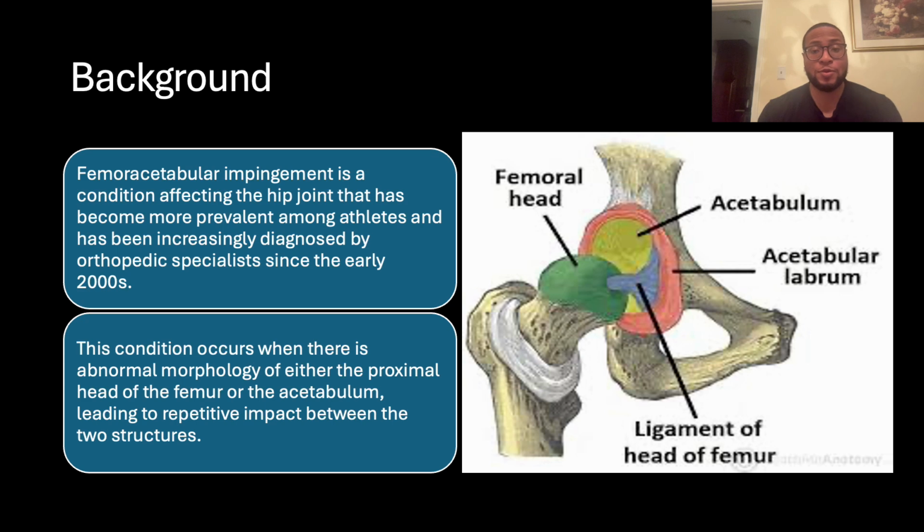So, to give you all some background information, femoral acetabular impingement, otherwise known as FAI, is a condition that affects the hip, and it's been more prevalent among athletes and increasingly diagnosed since the 2000s. The condition occurs when there's an impingement of the acetabulum along the femoral head.